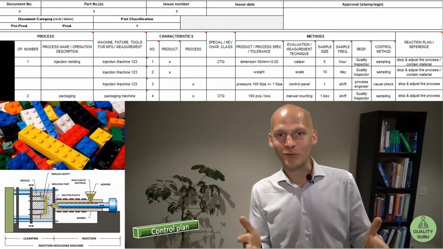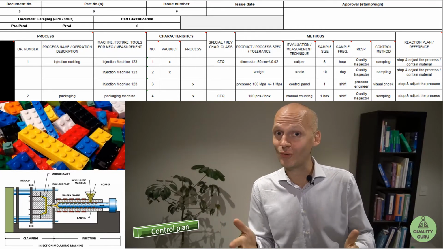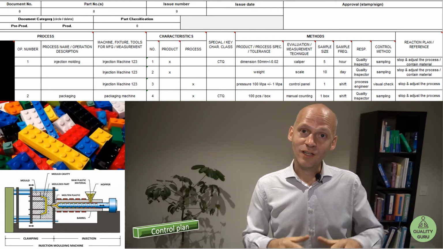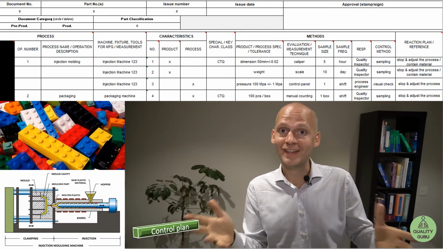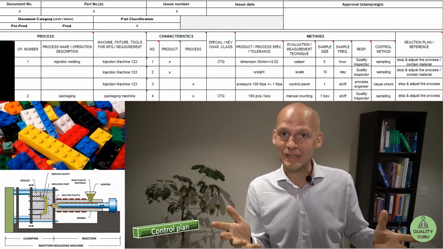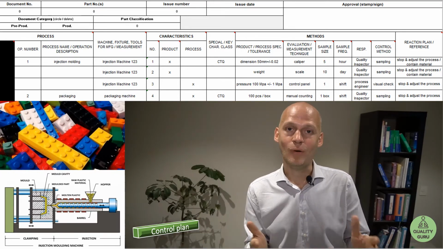The production control plan is a very basic quality planning tool and a quality control tool, which helps us to really control what is going on in our production process and identify all the problems immediately and stop them as soon as possible before they leave our company.